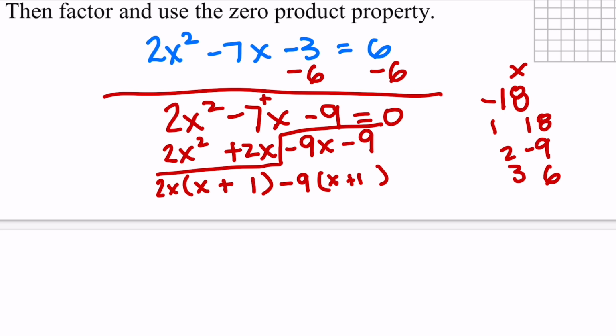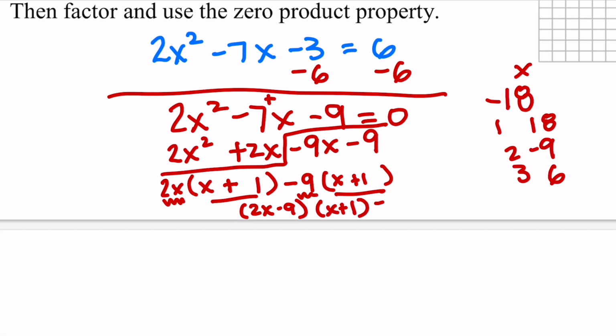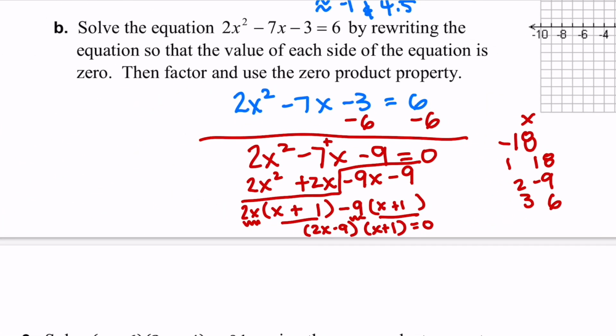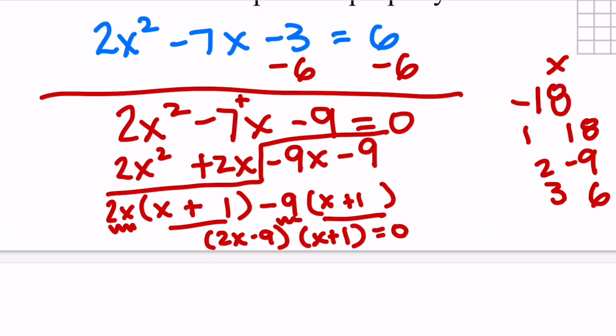So now we rewrite our factors. So our first one is going to be 2x minus 9. And our second one is whatever is in these second parentheses, x plus 1. This all equals 0. Okay, so now we want to just set each of those pieces equal to 0. So we've got two pieces, we're going to set them equal to 0. We have 2x minus 9 equals 0 and x plus 1 equals 0.